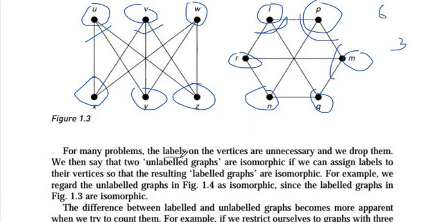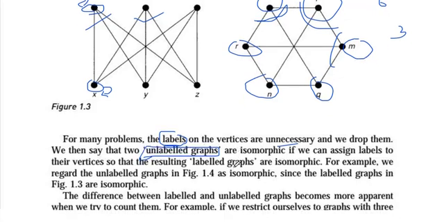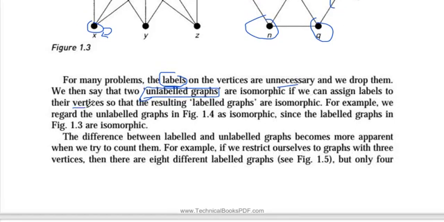For many problems, the labels on the vertices are unnecessary. What is a label? Label means we have written in this figure x, y, z and u, v, w. We have given the vertices some names, like u here and x here. For some problems these names or labels are not necessary, so we drop them, and we say that two unlabeled graphs are isomorphic if we can assign labels to their vertices so that the resulting labeled graphs are isomorphic.